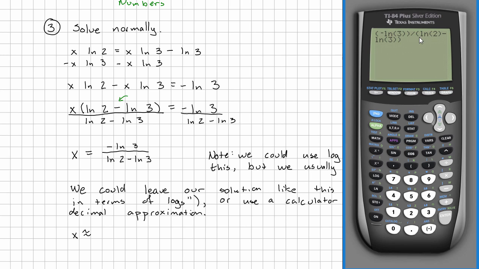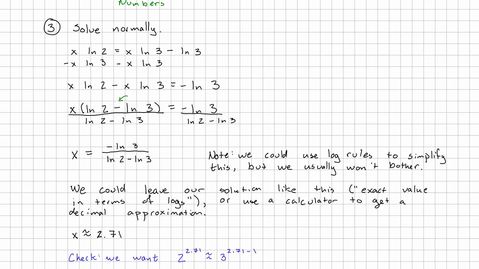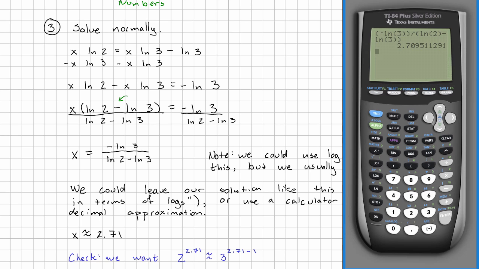Negative ln 3 over ln 2 minus ln 3. We get x is about 2.71. If we want to check that, we hope to see 2 to the power 2.71 approximately equal to 3 to the power 2.71 minus 1.